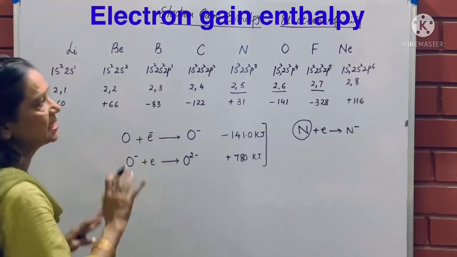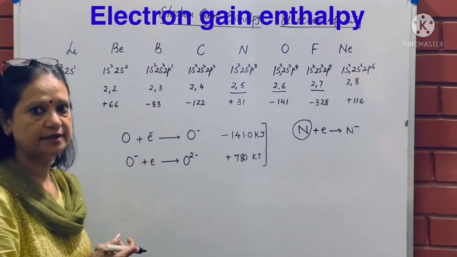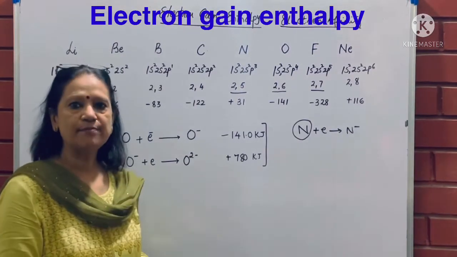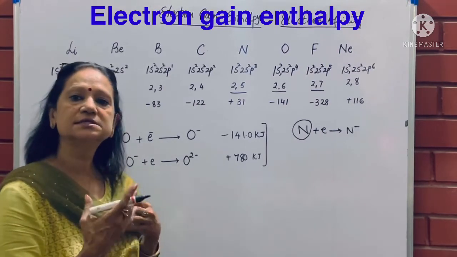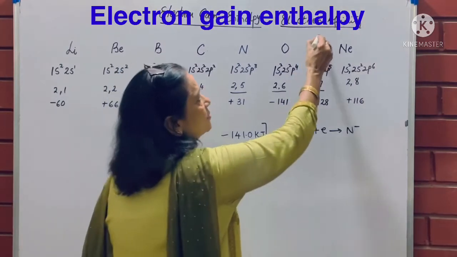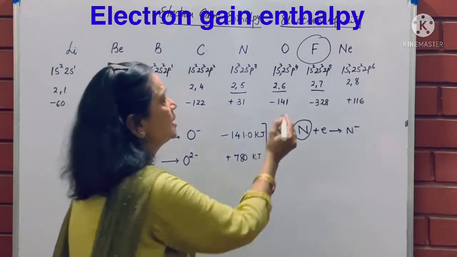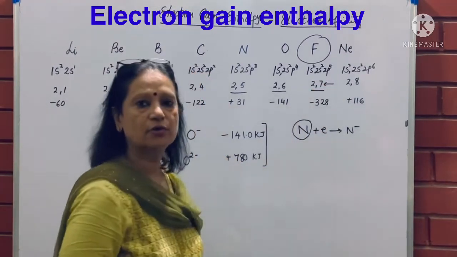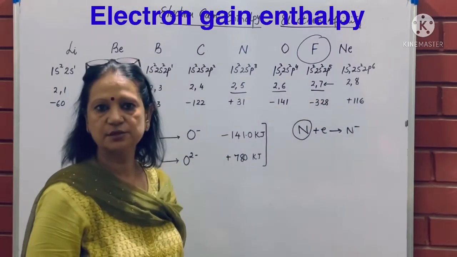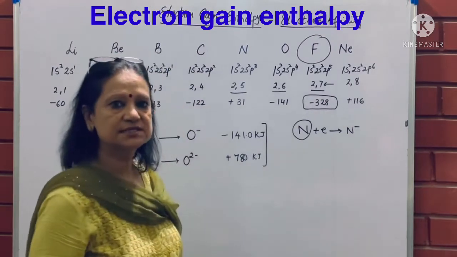Now when I say electron affinity is energy released when an electron is added, it's something like I give you a gift and you are too happy to receive that gift, and you release energy in the form of happiness. So obviously fluorine has 2,7 electronic configuration. It desperately needs one electron, so it's going to be very, very happy and a very large amount of energy will be released. So its electron affinity value is this.